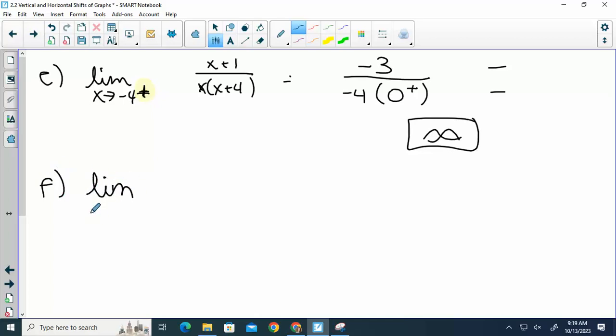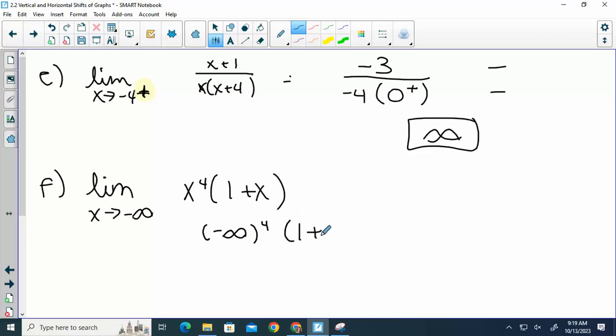So if I just try to plug this in, I get infinity plus negative infinity, and I can't do that. But if we factor, what can we take out? And that leaves us with a 1 plus x. If you have a negative infinity to the fourth, and then 1 plus negative infinity. So a negative to the fourth is positive. 1 plus a really big negative number is negative. And a positive times a negative is negative infinity.